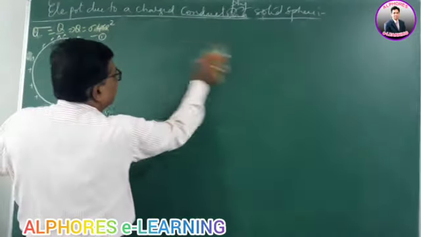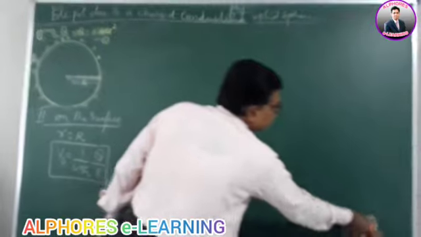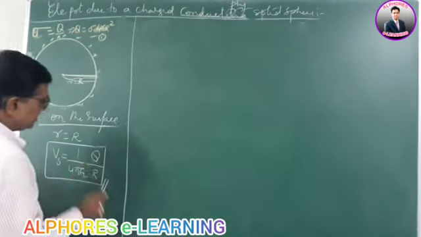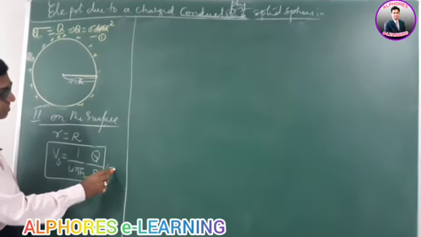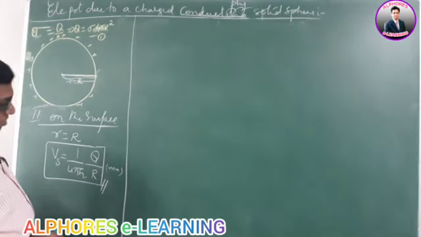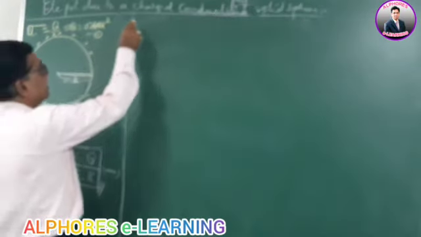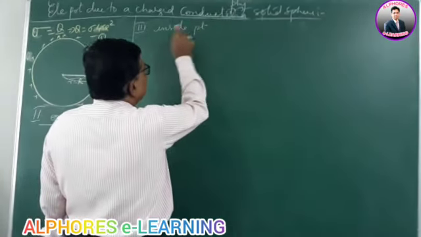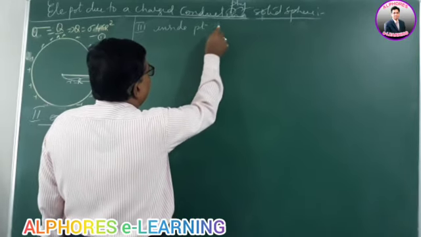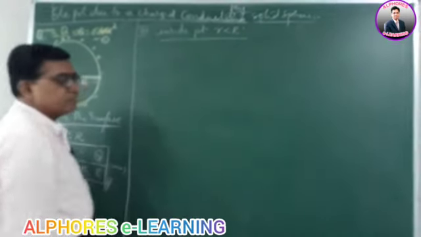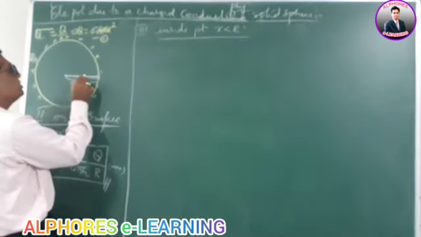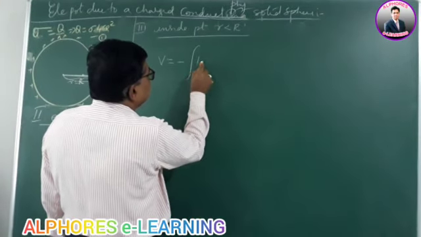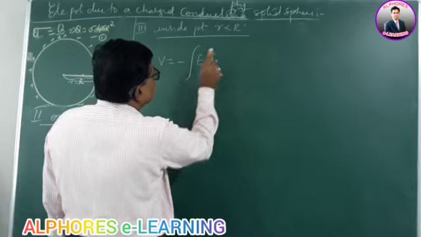Well, now the potential due to the solid conducting sphere at any inside point. Case 3: on the surface, you know this is the maximum value. Now the third case, at any inside point, if I am asked to find the potential for r less than capital R, what is the potential? Again we know potential V is equal to minus integral E dot dr. So this is the formula.